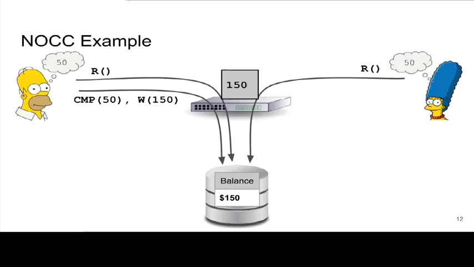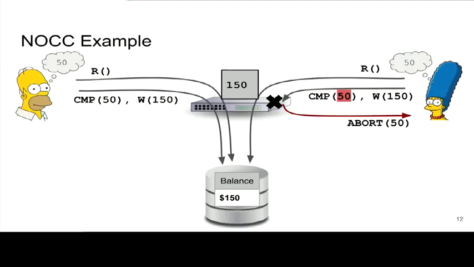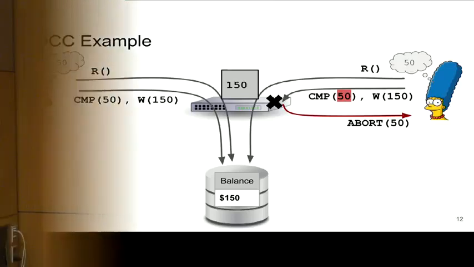Now another client, which also did a read, but this read was done before the store was updated. This client sends an update transaction, but here the comparison is invalid because it is out of date. Here the client says, I assume the value is 50, then update to 150. The switch sees that the comparison is 50. It compares it to its local cache. They don't match. So the switch, instead of forwarding the transaction to the store, does a speculative abort.